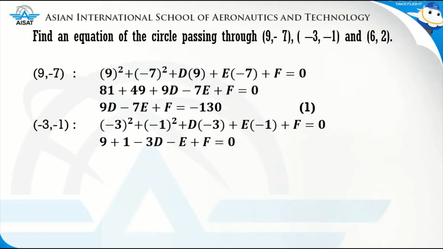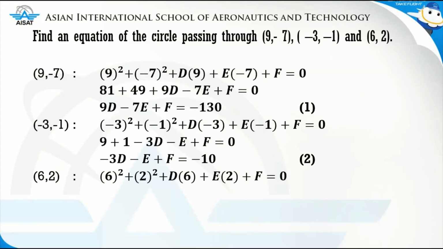So, adding 9 and 1 will have 10. Transpose that on the right-hand side, we'll have -3d minus e plus f is equal to -10. And that is our second equation.